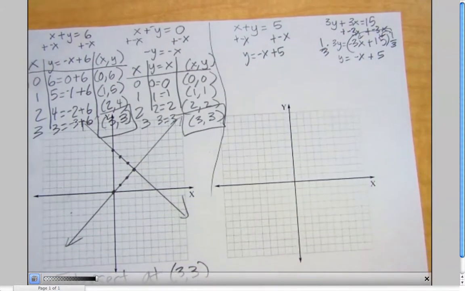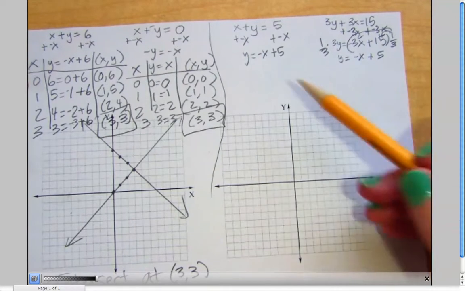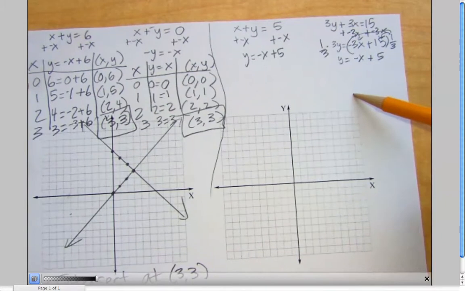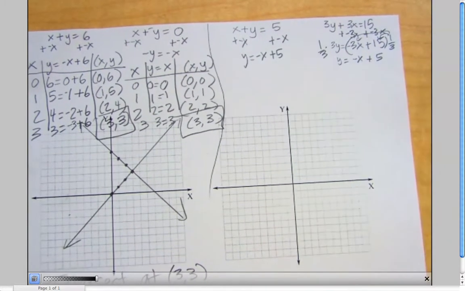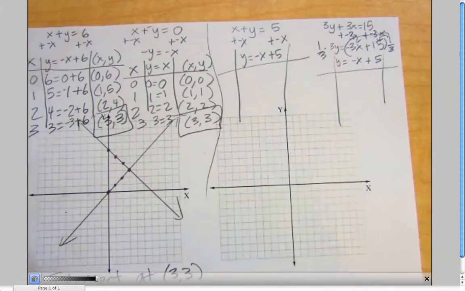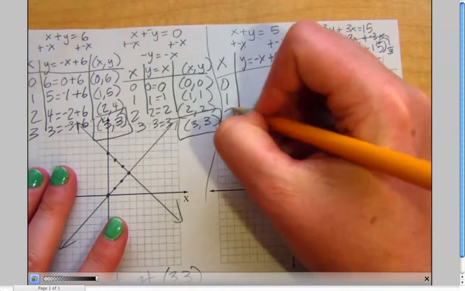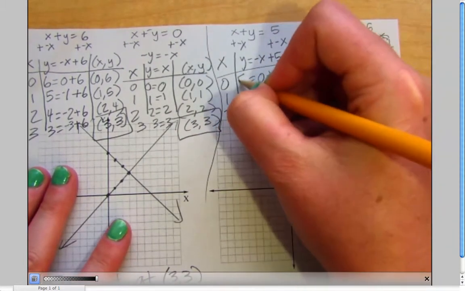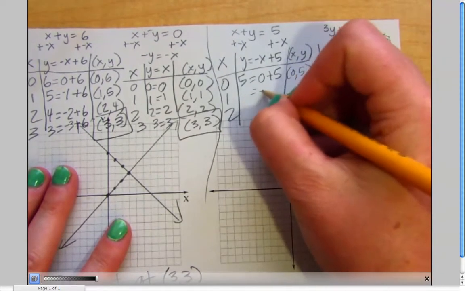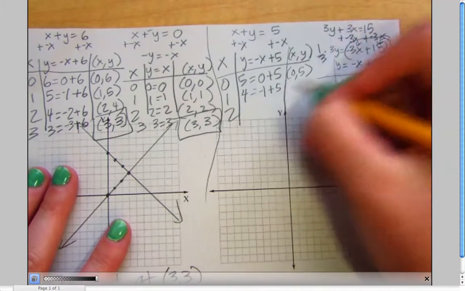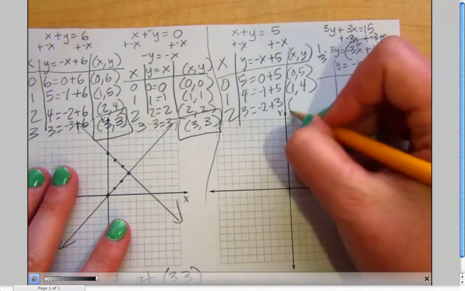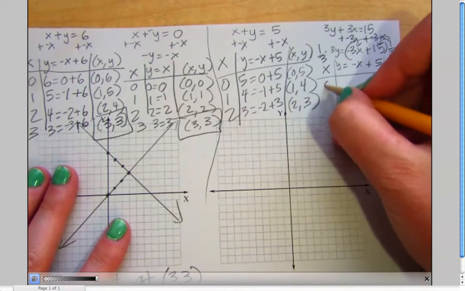Right away, what do you notice? I solved them both for y and got the exact same equation. That means they're going to end up being the same line. It doesn't matter what I plug in. It's the exact same thing twice. I plug in 0, 1, and 2. I get 0, 5. Plug in 1, I get 4. Plug in 2, I get 3. It's going to be the exact same thing because it's the exact same equation.